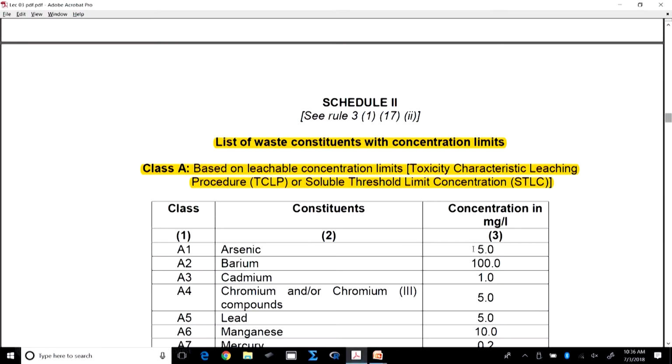I need to conduct the TCLP test, or the toxicity characteristic leaching procedure test. As you see here, class A type of compounds, or regulated compounds, are based on leachable concentration limits from the TCLP, or toxicity characteristic leaching procedure, and this TCLP was developed by EPA.